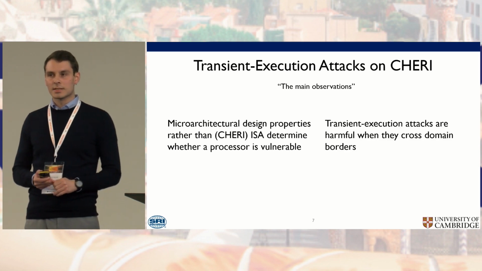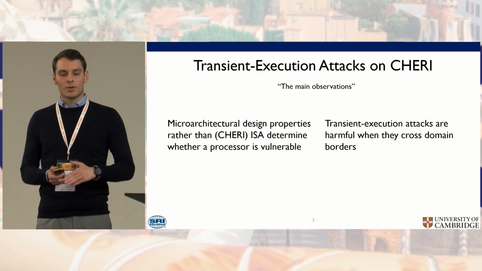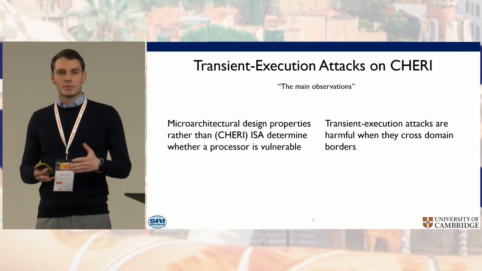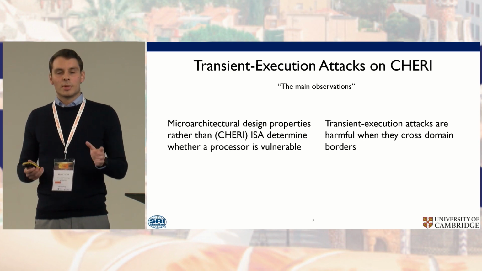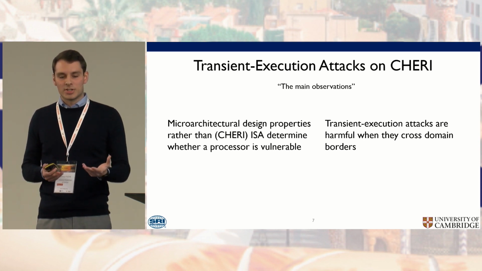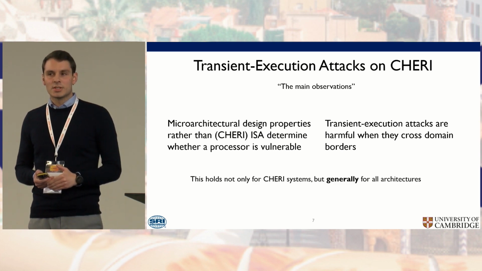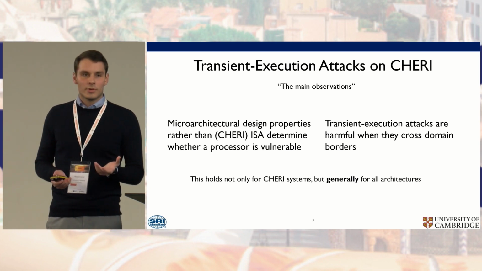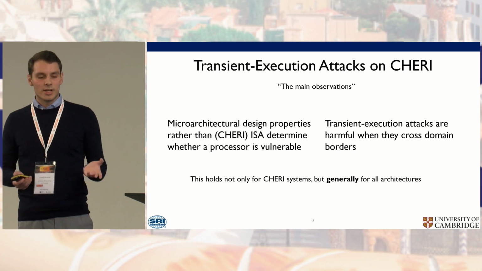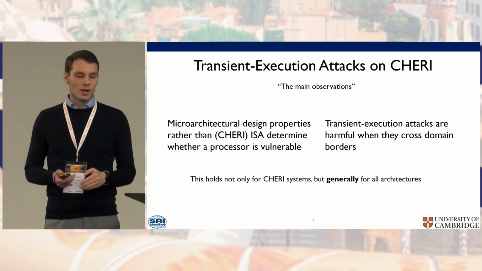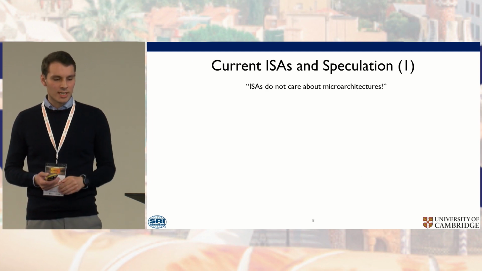And the second one is that transient execution attacks are not always harmful. They are harmful when they cross domain borders. And these domain borders might be within a protection unit, but the programmer has not yet found out that they're actually crossing a domain border. These two observations do not only hold for CHERI architectures, they hold generally for all architectures. So they are perfectly mappable to RISC-V itself. This brings us to a very, very bold statement.